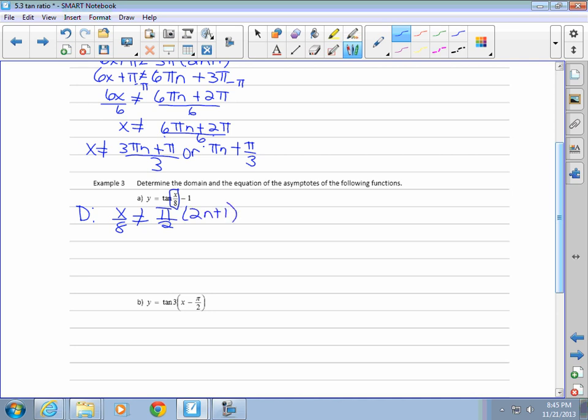Okay, I need to get rid of this 8 down here, so I'm going to multiply everything through by 8. So I have x is not equal to 4 pi times 2n plus 1. And if you're wondering how I got that 4 pi, if I did pi over 2 times 8, that's like saying 8 pi over 2, which is 4 pi. So the equation of the asymptotes then is x is equal to 4 pi times 2n plus 1. So every odd interval of 4 pi.